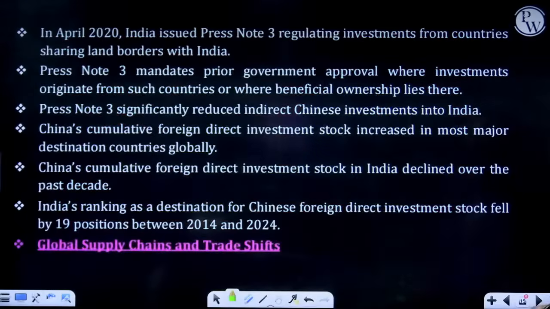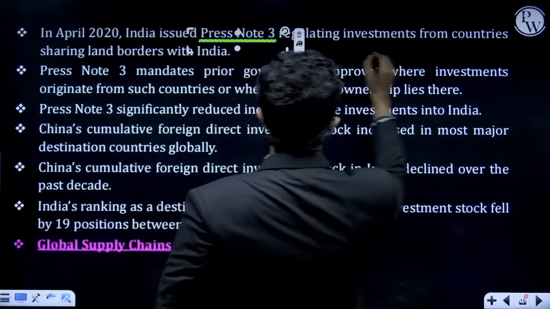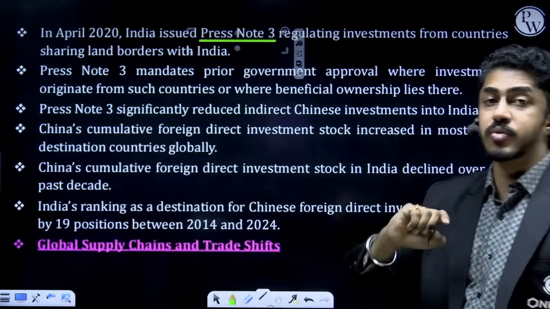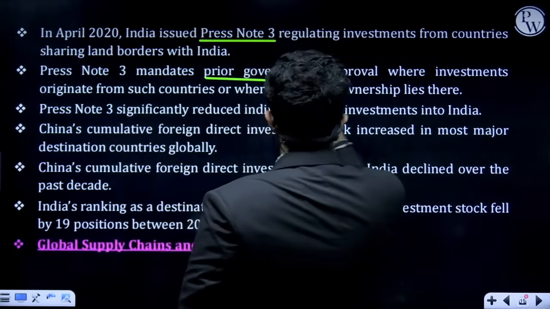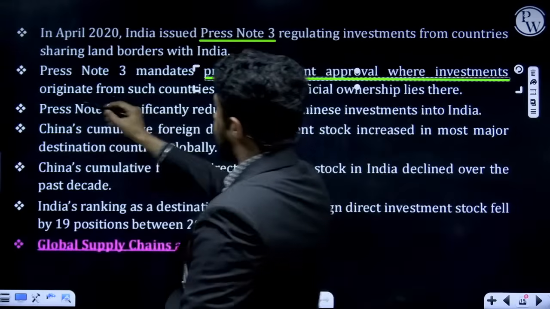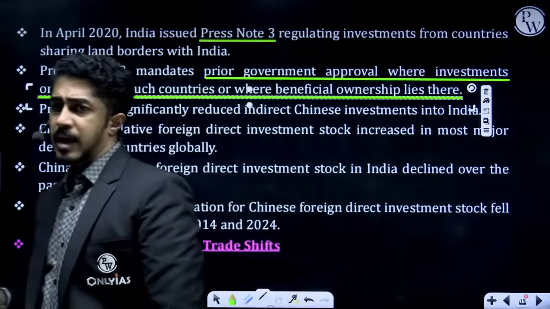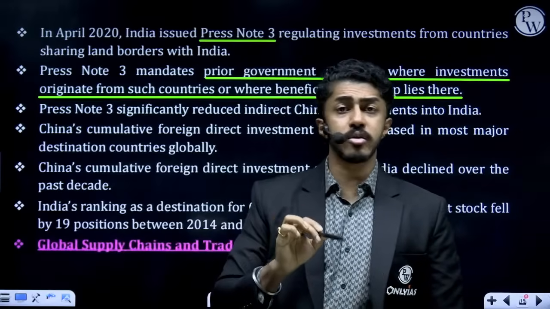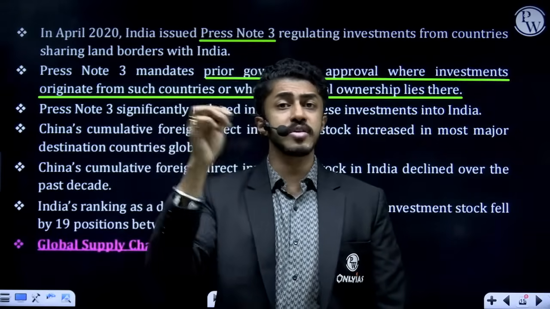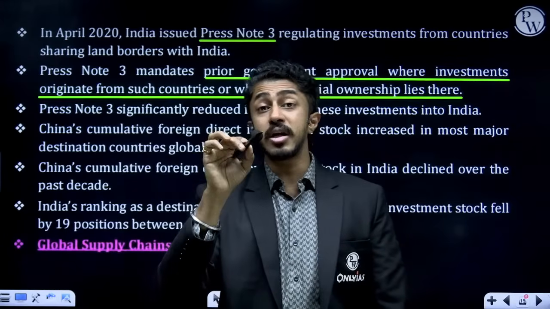Taking it further forward. In April 2020, India issued Press Note 3 regulating investments from countries sharing land borders with India. What is Press Note 3? Press Note 3 mandates prior government approval where investments originate from such countries or where beneficial ownership lies there. That is, with whichever countries India shares its border with, we are not going to give easy approval for investing in India. Which are those countries? The countries which share a border with India.